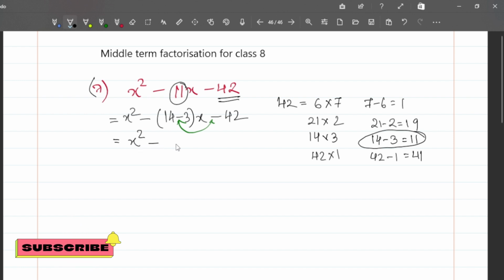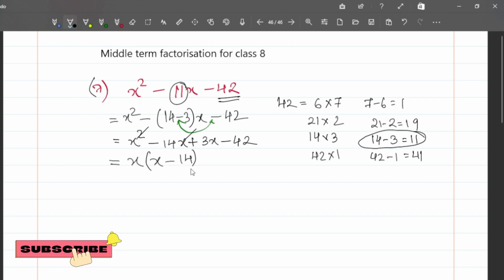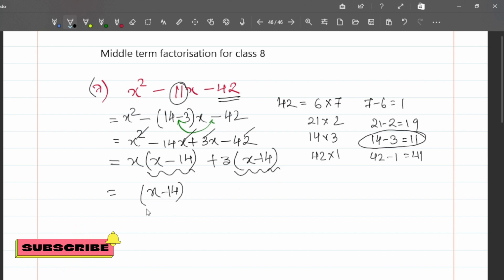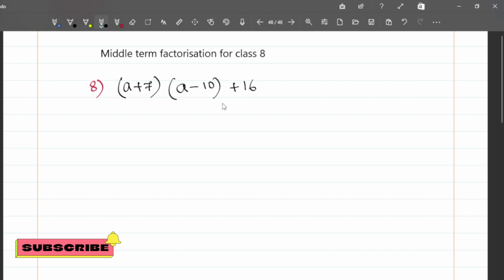So multiply very carefully here. Now take common x from the first and second term and take 3 as a common from the third and fourth term. So these two terms again become the same. So x minus 14 is a common, another factor x plus 3. That is your answer. Let's try sum number 8.